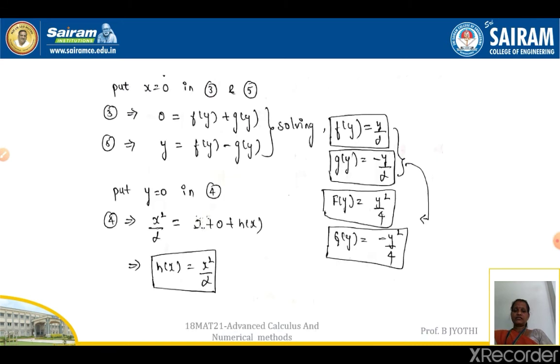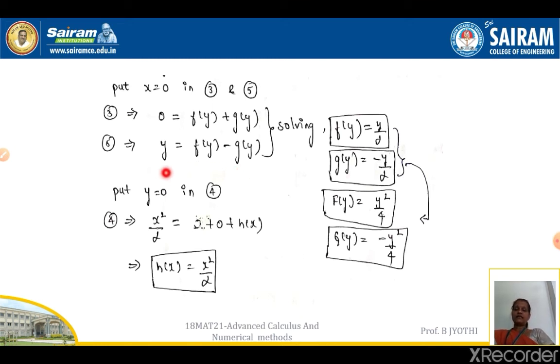Now we can substitute the conditions. So put x = 0 in 3 and 5. We get 0 = f(y) + g(y), and next y = f(y) − g(y). Here we are getting two functions with two equations, which can be solved as simultaneous equations for f(y) and g(y).